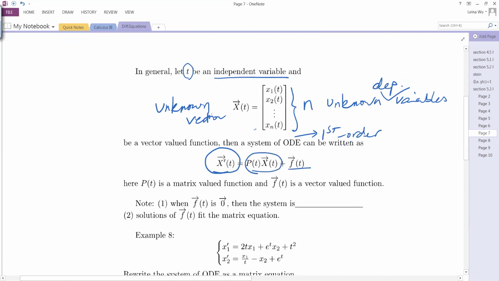Okay. Kind of like analogy of y prime equals to p of t times y plus q of t. Right? Have we seen this before? First order differential equation. y prime equals p times y plus q. Here you just put it as x prime equals p times x plus, they change the name as f of t in general.